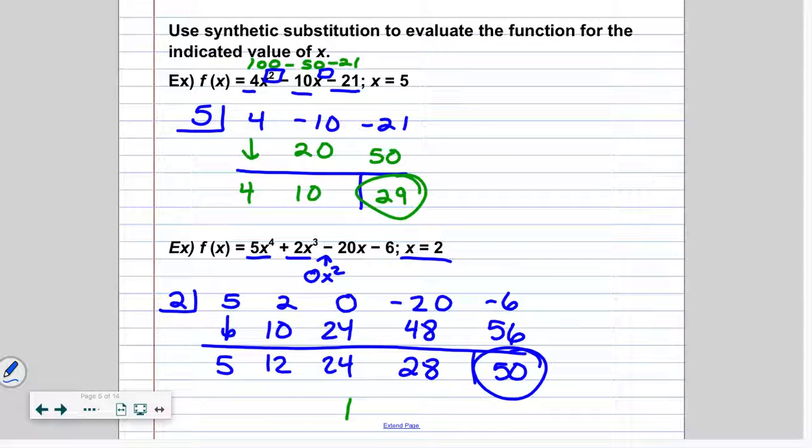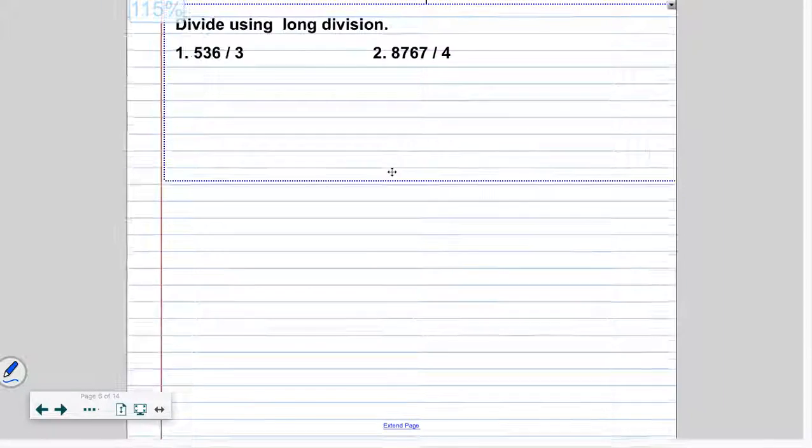So hopefully you got that correct. It's just a process that you go through. Hopefully it's a little easier than plugging in the actual number when you get to really big numbers. Okay, and then you'll see synthetic substitution is going to go with some division stuff that we'll do here in a little bit. So that's synthetic substitution. Let's go ahead and move on to polynomial long division.